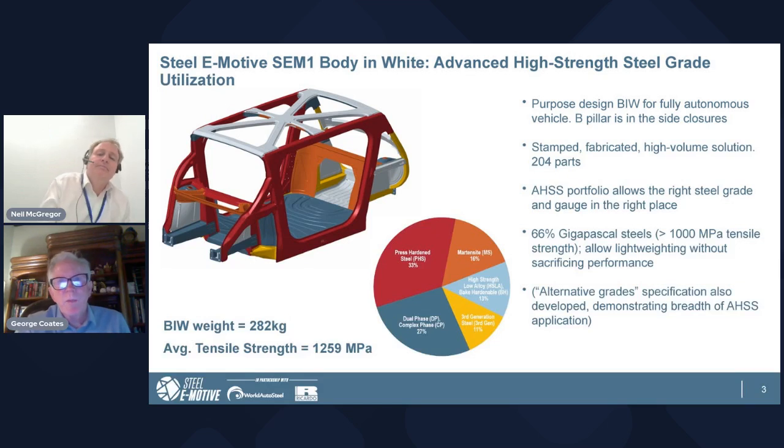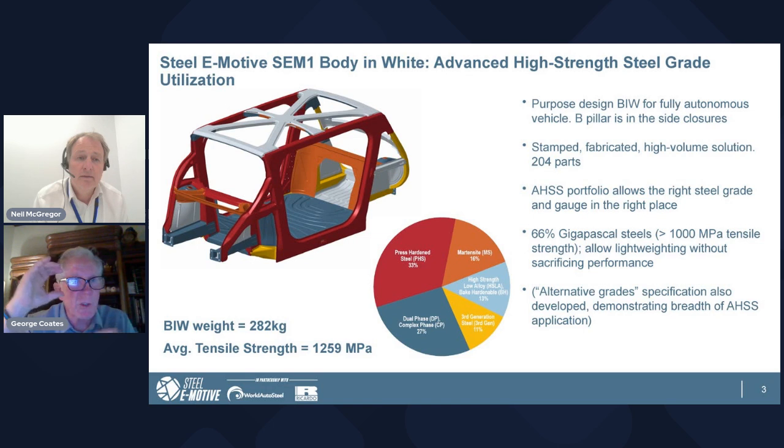So then we took that portfolio, of course, and Ricardo, through your engineering decisions, you're looking to optimize gauge, grade, and geometry, the three Gs. You developed this body in white, or this body structure, and the pie chart illustrates the materials utilization, and there are some bullets on the right. Can you make some comments about the body structure?